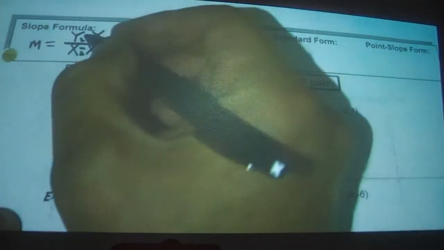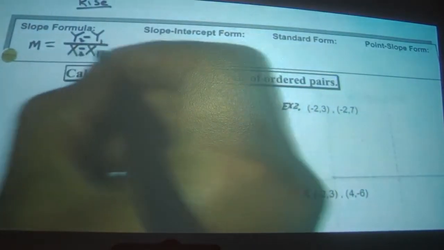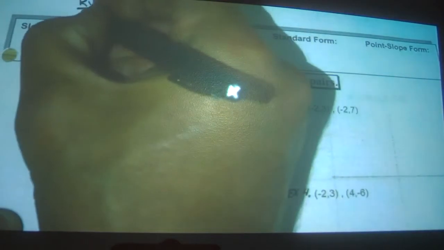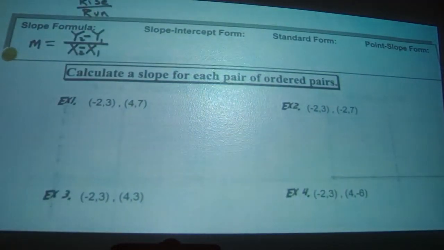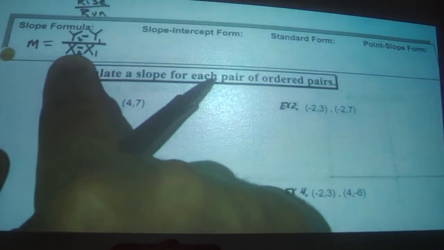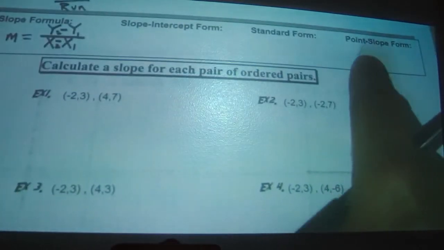So again, how much you go up or down, that's your rise. And then x's are side to side, so that's your run. So rise over run. From there, if I have 2 points, I can find the slope. And then once I have a point and the slope, I can plug it into point slope.